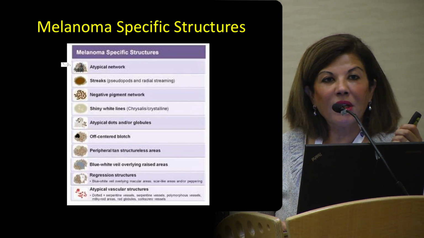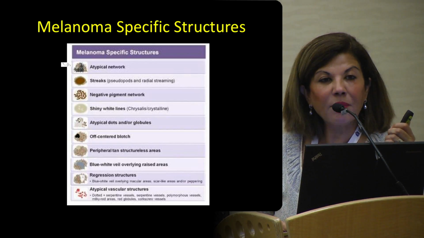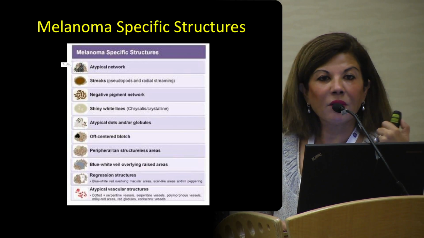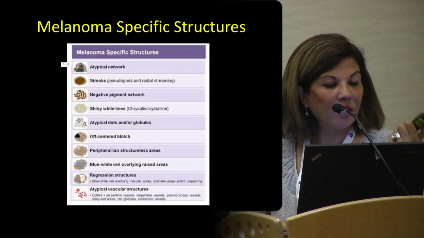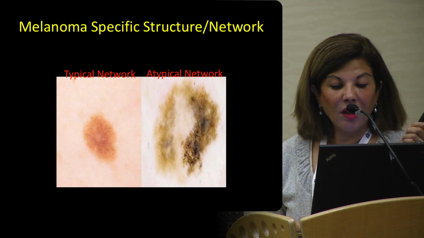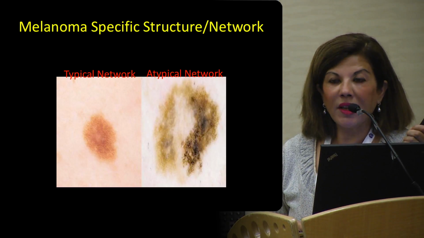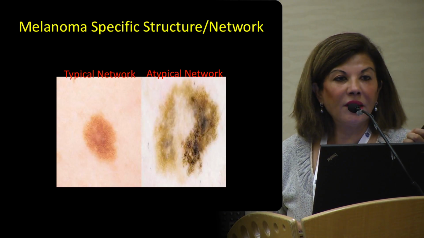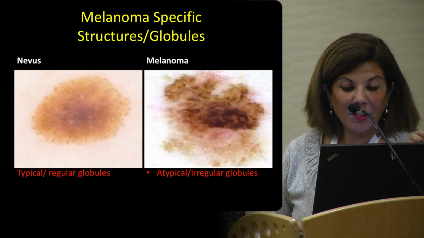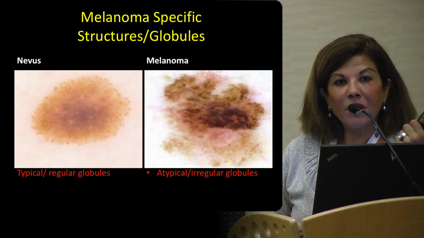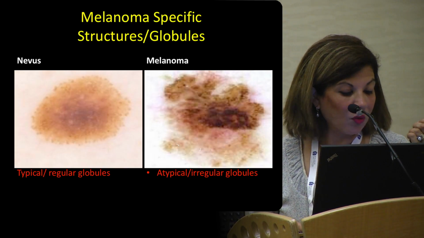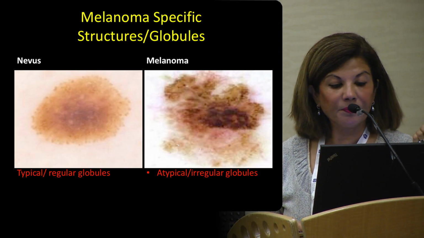I'm going to move on to the melanoma-specific structures. There are 10 melanoma-specific structures that will allow you to differentiate between the benign and the malignant lesions, and I'm going to explain a few. A network is a melanoma-specific structure, but in the case of a melanoma, it tends to be atypical, and in case of a benign lesion, it tends to be typical. A globule is a melanoma-specific structure, but in the case of a melanoma, it tends to be atypical and irregular. In the case of a nevus, it tends to be regular and typical.